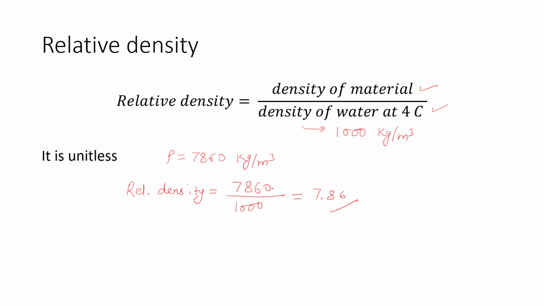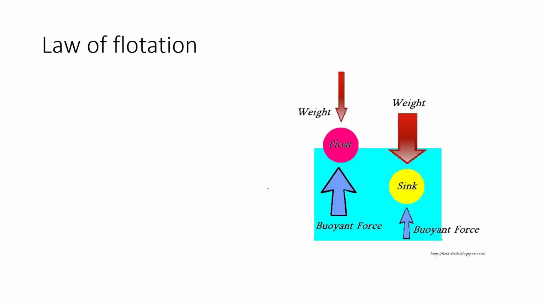Now let's move on to the last slide, which is based on the law of flotation. An object is floating in any fluid because of the buoyant force which is acting on the object. Now let's say weight is acting on the object in the downward direction and the buoyant force is acting in the upward direction. If the buoyant force acting on the object is greater than or equal to the weight of the object, then the object will float. But if the weight of the object is larger than the buoyant force acting on the object, then it will sink.